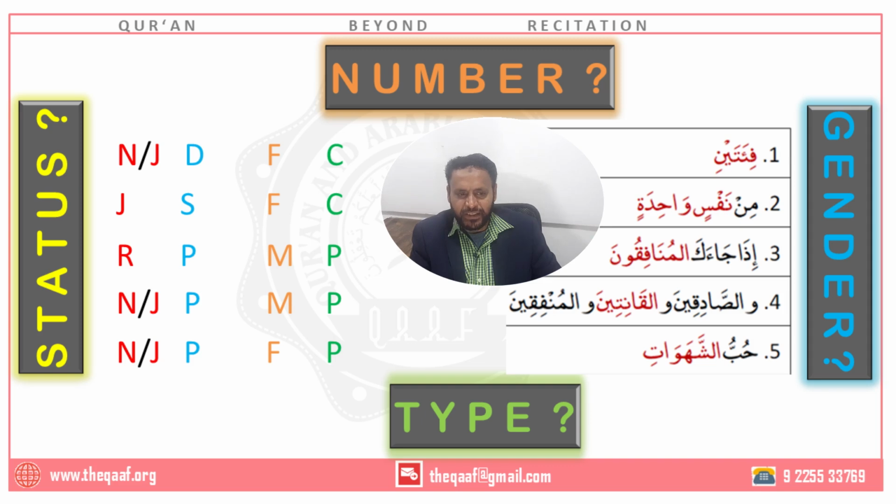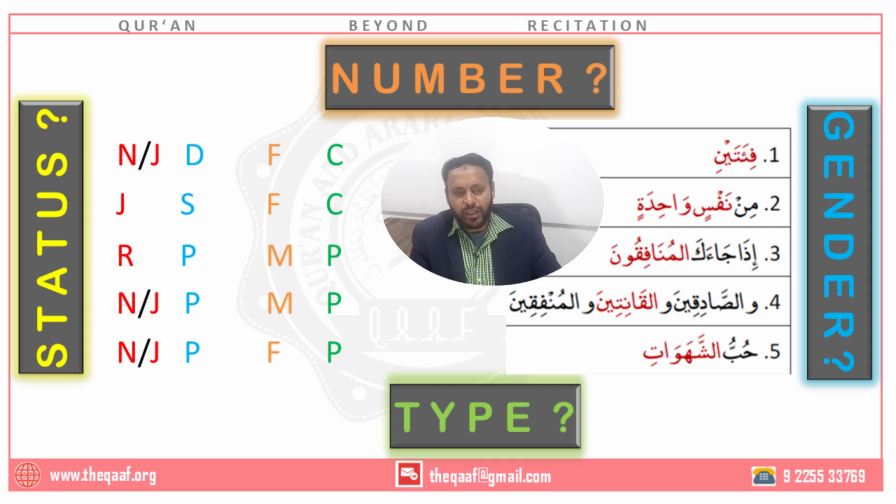The second is either nafsin or wahidatin, it does not matter. So the status would be jar, the number would be singular, both the words are singular. The gender would be feminine, wahidatin has a tamar buta, so feminine. Why is nafsin feminine? Well, nafsin is a word from the story, so that's why it is feminine. And the type, both are common. No reasons to consider them proper. So we will say jar, singular, feminine, common.